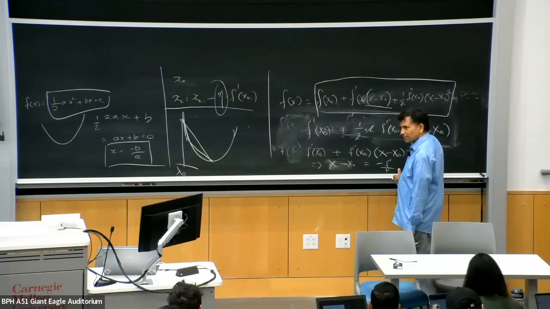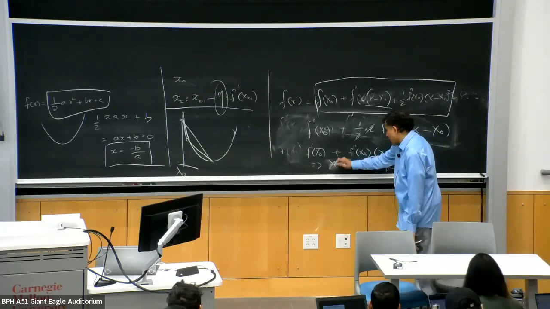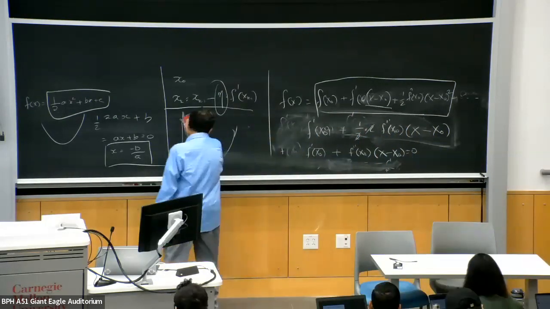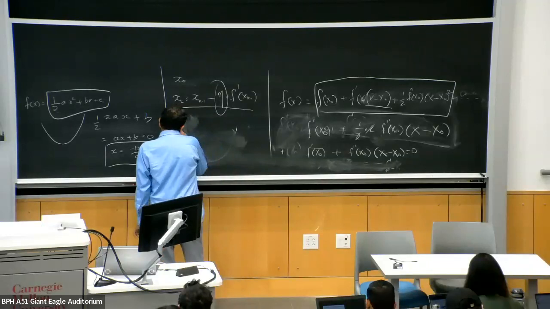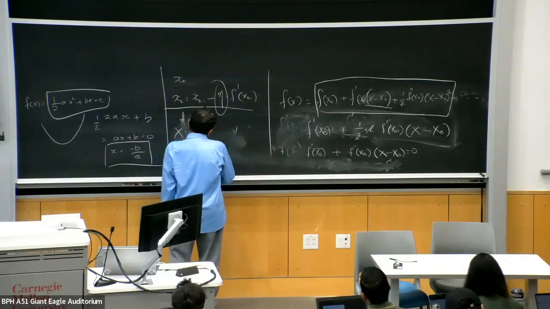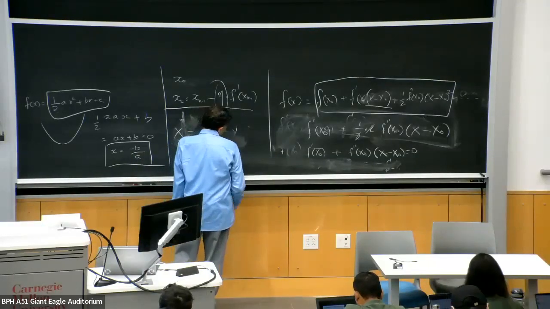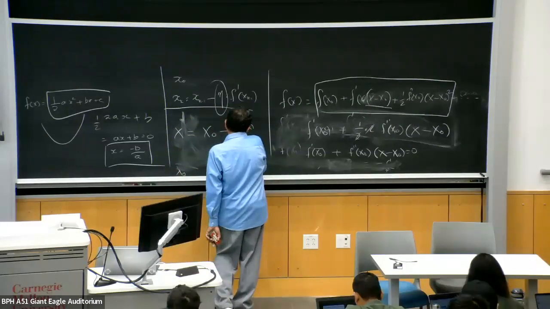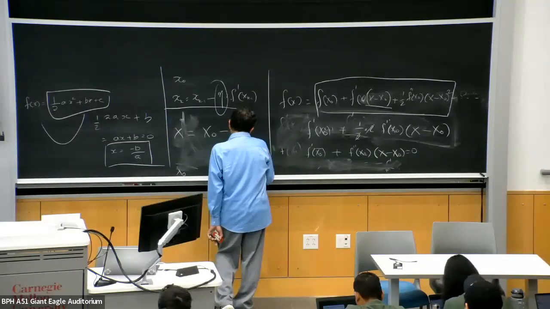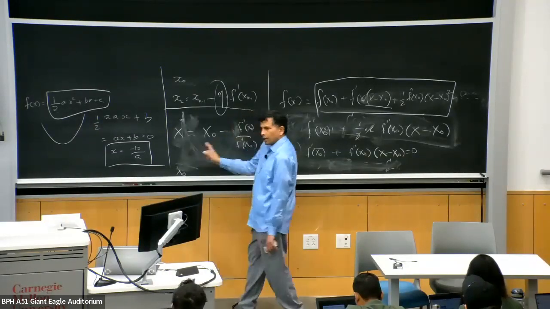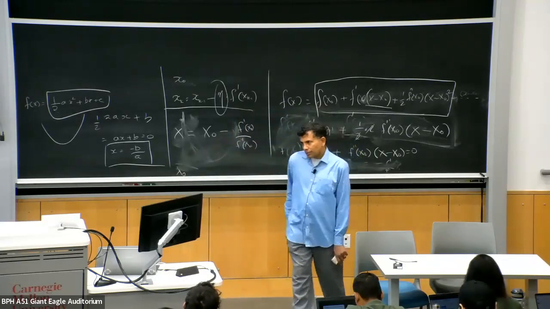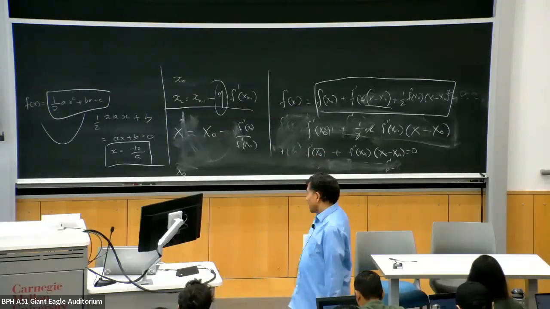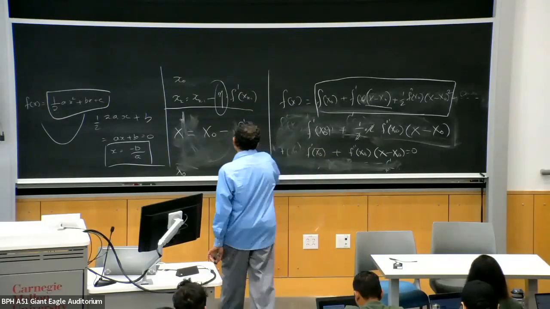This making sense? Okay. And so if I just solve for this, the global optimum is going to be x0 minus f prime of x0 divided by f double prime of x0, right? Does that make sense? Yes or no? Okay.